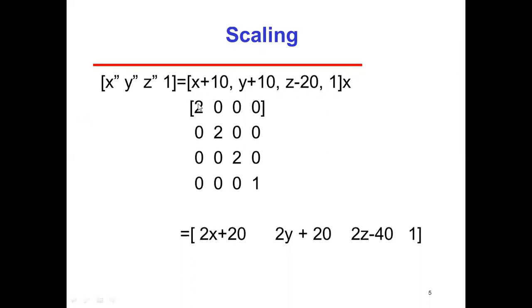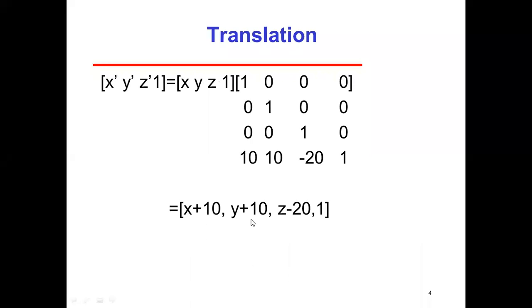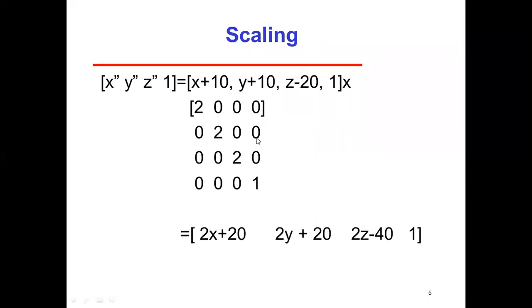So this is x dash, y dash, z dash, 1 into the scaling matrix. In place of x dash, y dash, z dash, 1 we will replace the preceding value. The preceding value we already know was x plus 10, y plus 10, z minus 20 and 1. So we will replace the scaling factors here in the form of a matrix, and again we will do the calculation by multiplication of these two matrices.